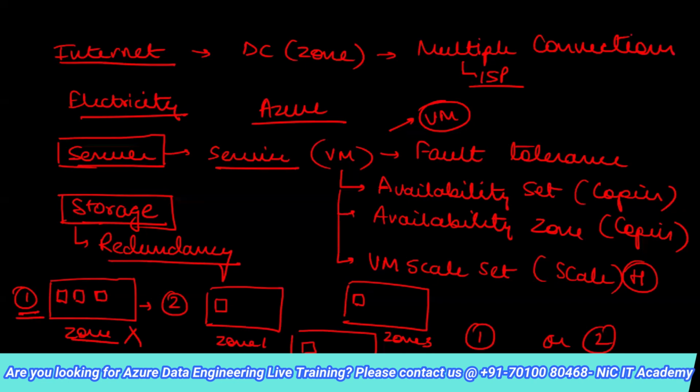Now, if even zone 1 has gone down, zone 2 has gone down, my data will still be accessible, right? So in option number 1, the problem that I could have faced is what would happen if the zone has gone down. So I try to solve that issue by creating multiple copies in multiple zones, correct?